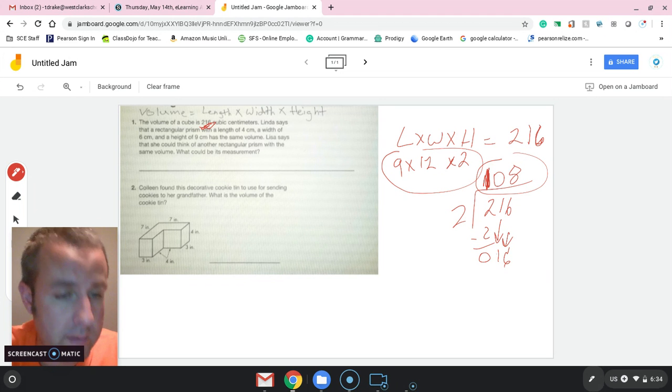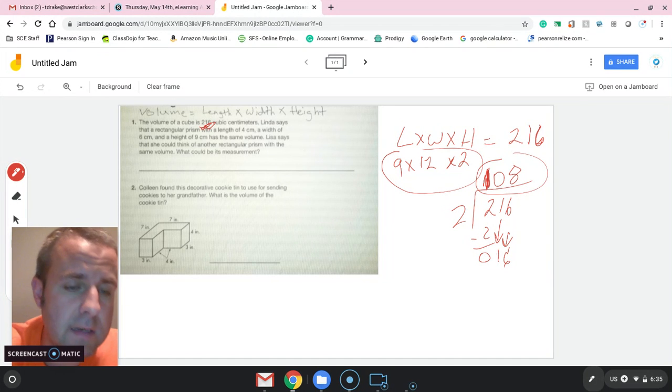Now, do you want to know if yours is correct? Take your three numbers that you put, whatever they are, multiply them by each other. If you take the first two, get that answer and take it times the third one. If it equals 216, you're good. If not, you need to change it.